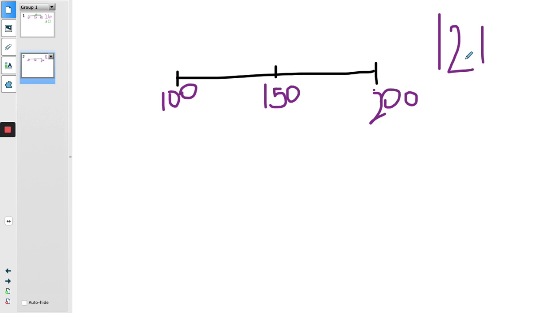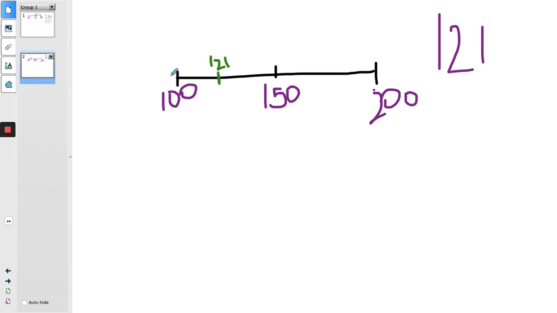So now I need to think about, where does 121 go on my number line? Is it more than 150? Does it go over here? Or is it less than 150 and it goes over here? Well, I know 121 will be somewhere over here, and it's okay if it's not perfectly in the right spot, but I know 121 is less than 150.